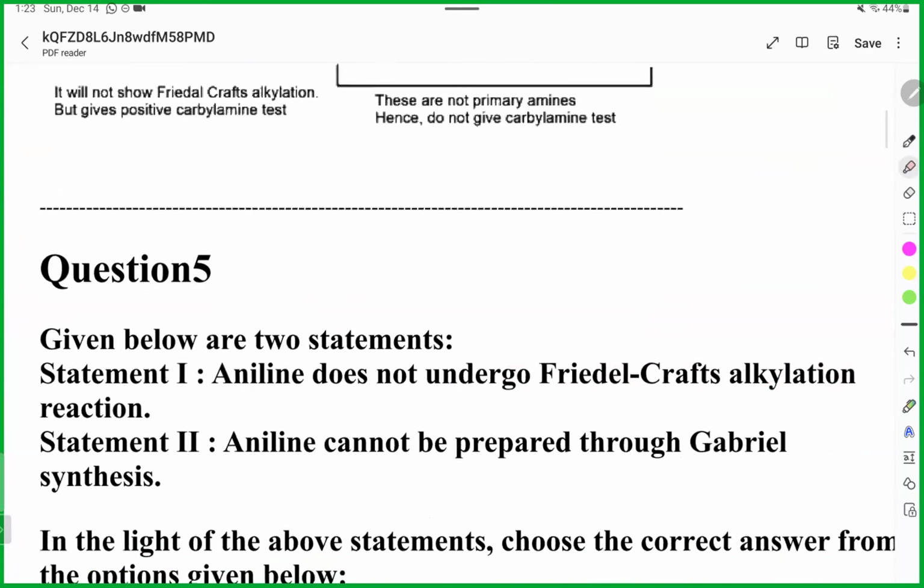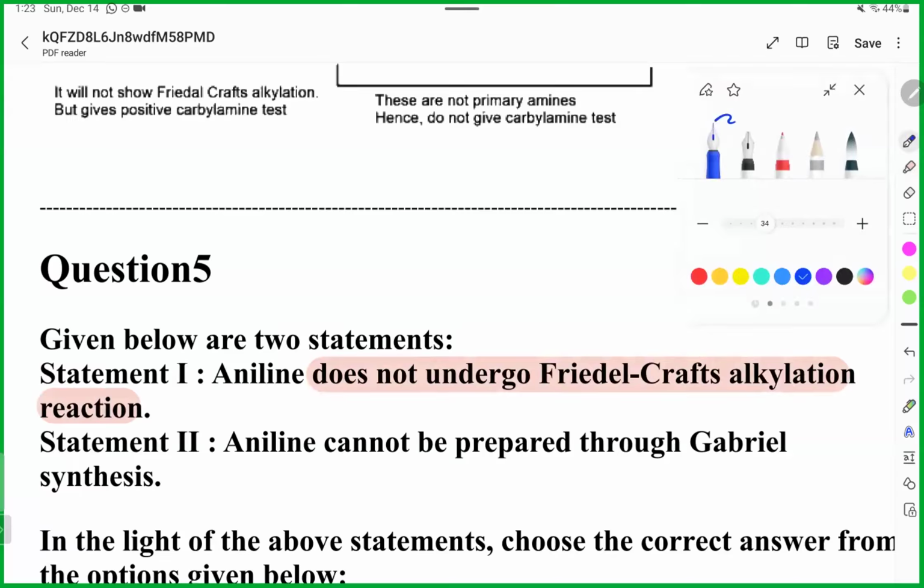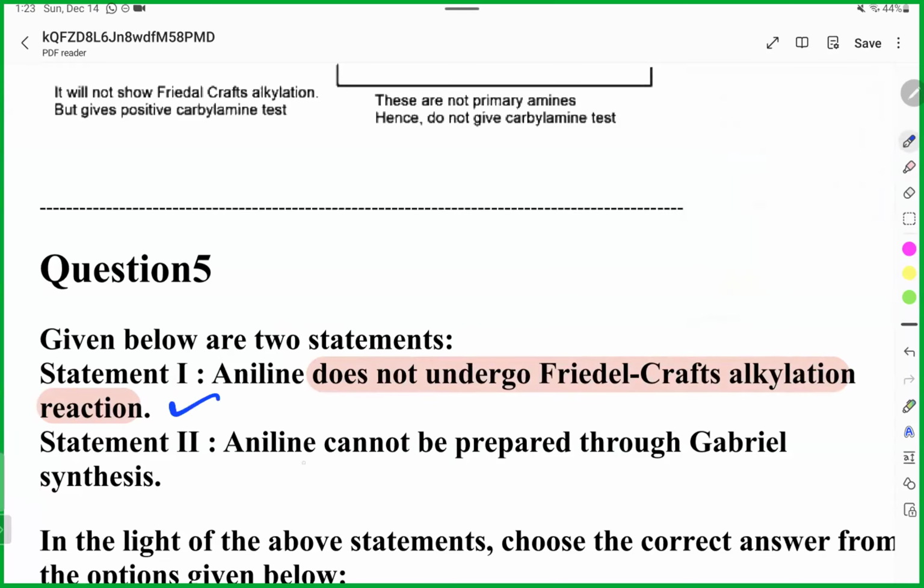Same question. Who will tell? Barinder, aniline does not undergo Friedel-Crafts alkylation. Is this correct? Yes, sir. Second, aniline cannot be prepared through Gabriel phthalimide. Is this correct?